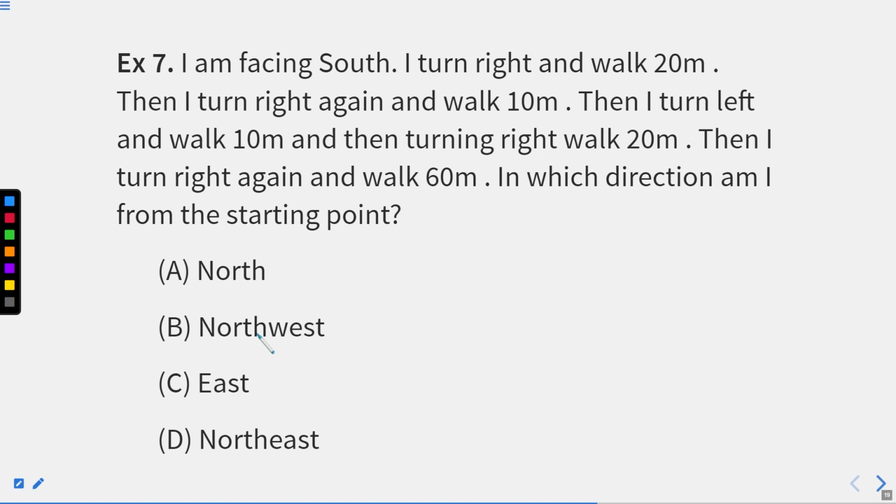So question number 7 says, I am facing towards south. So every time before I start any question, what I say, make the complete direction set, right? So the upper part is north, we have already discussed. Downward is south. On the left we have west. On the right we have east, right? So I am facing towards south. So he is standing here and facing in this direction, right?